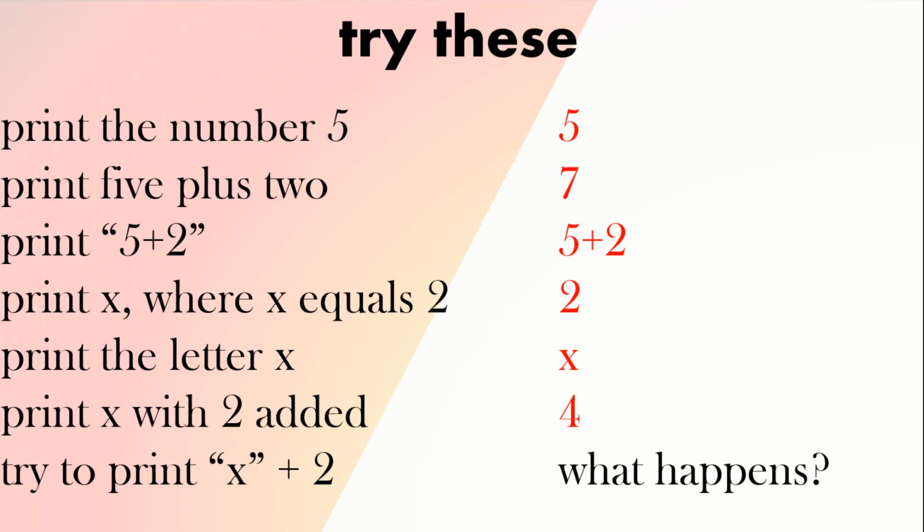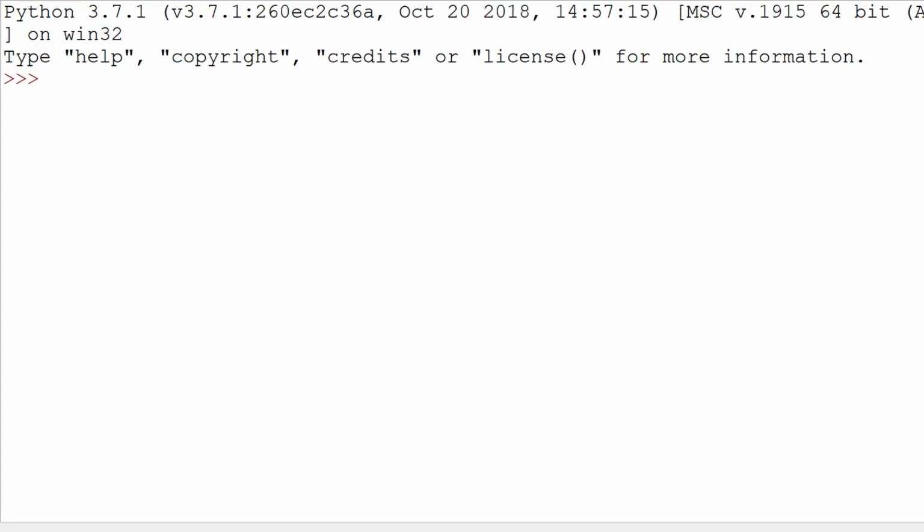Okay, how did you get on? Let's have a look at entering our Python code. So we started off by printing something quite simple. We print the number 5. So we just use print with brackets with the number 5 inside.